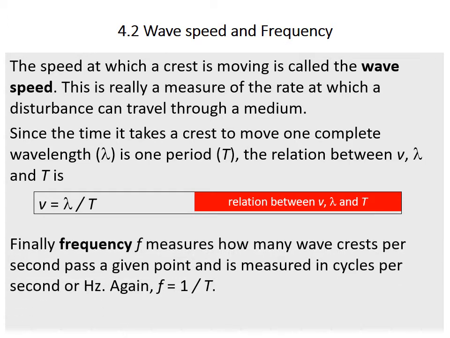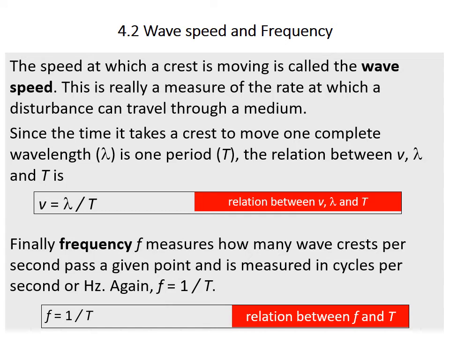Frequency measures how many wave crests per second pass a given point and is measured in cycles per second or hertz. Again, frequency is the inverse of period, so we get this relationship: f equals 1 over T.